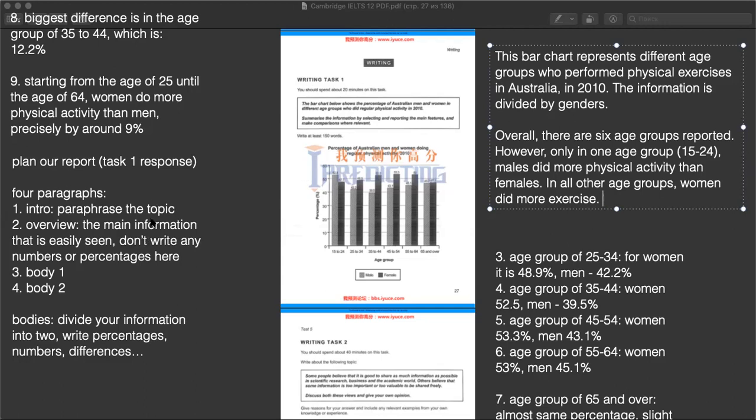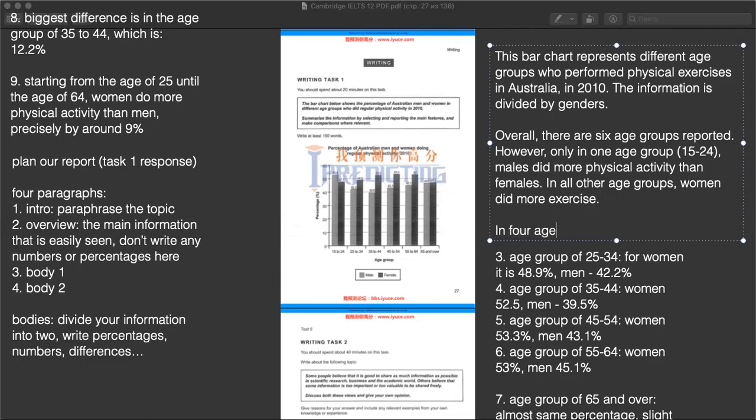So this was the overview. The main information, easily seen, don't write any numbers or percentage here. Body one. Now we're going to write body 1 and body 2. Okay. So how? On the one hand, let's use this, or you can just skip it. Whatever.